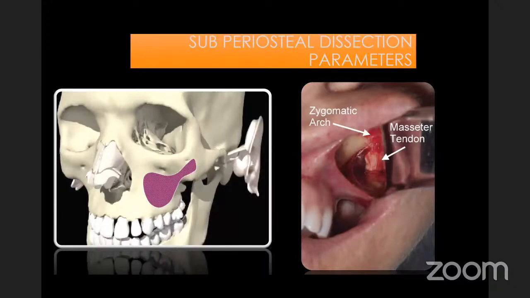For larger implants, you may encounter the masseter tendon, which is attached to the zygomatic arch. And that's not a problem. You don't have to incise this tendon. The implant can lie over the tendon if you happen to see this, and it won't hurt anything.